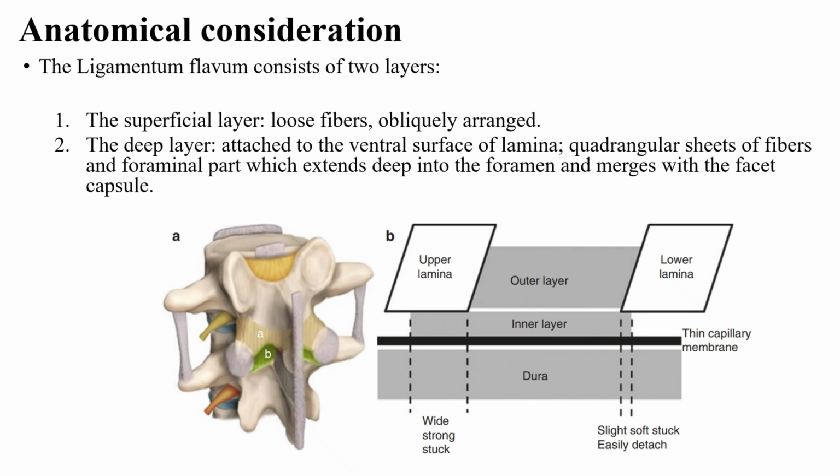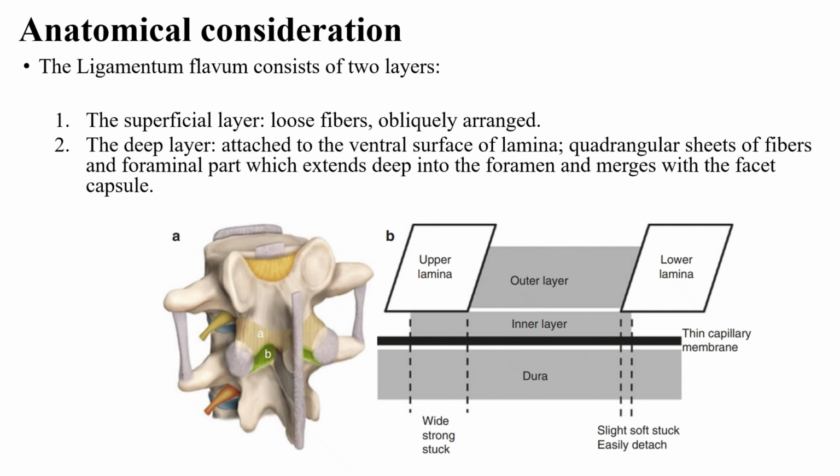What are the anatomical considerations for the percutaneous stenoscopic lumbar decompression surgery? Now we have to understand the ligamentum flavum consists of two layers. The superficial layer is a loose fibrous tissue layer, with obliquely arranged fibers. The deep layer is attached to the ventral surface of the lamina, and it is quadrangular sheets of fibers and a foraminal part which extends deep into the foramen and merges with the facet capsule.